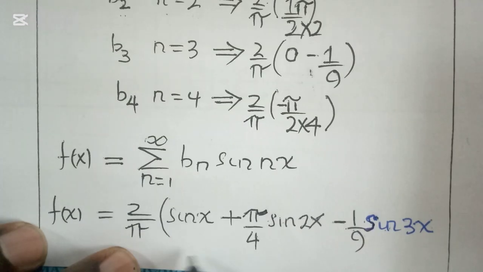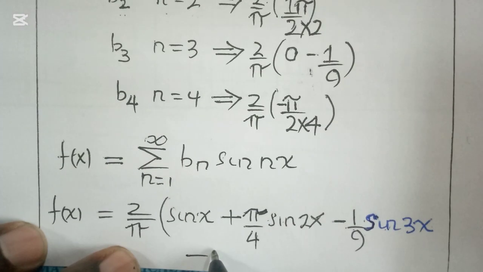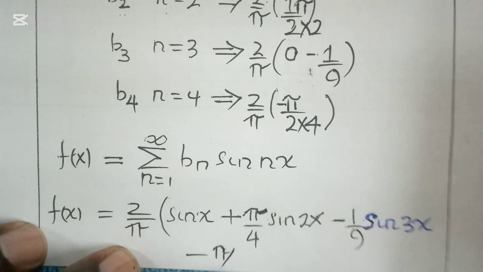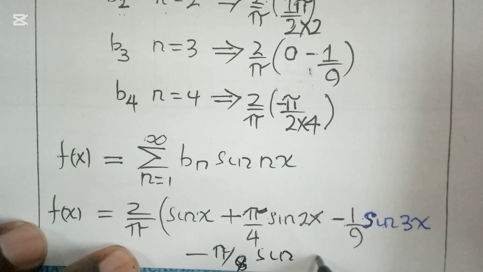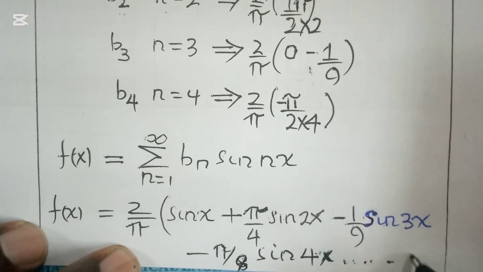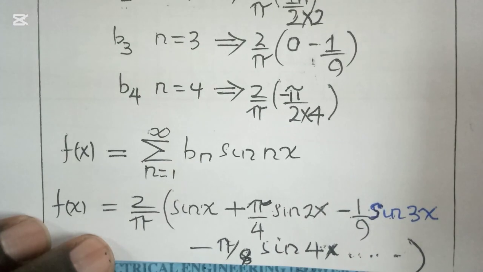And finally we have minus, now we write this, that is minus pi all over 8 sine 4x. Guys, we can continue on and on for that matter. So that is our series, guys. Thank you for listening to me. Bye bye.